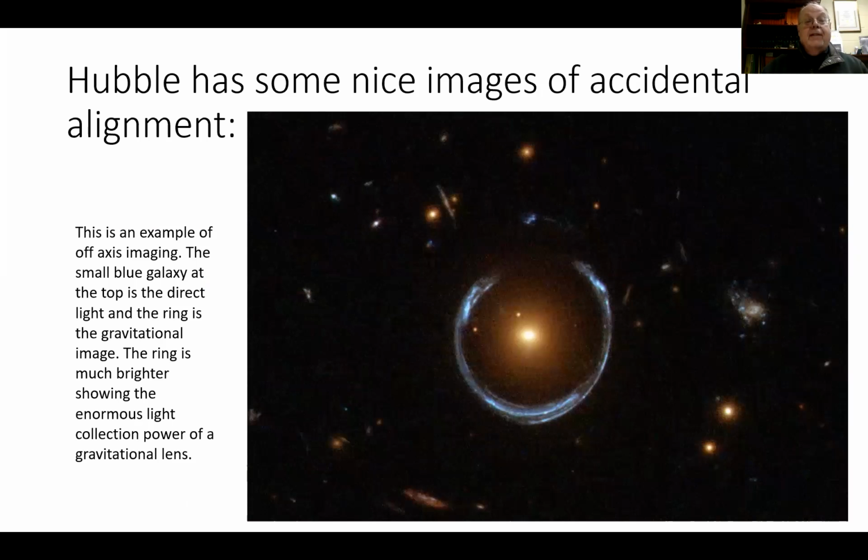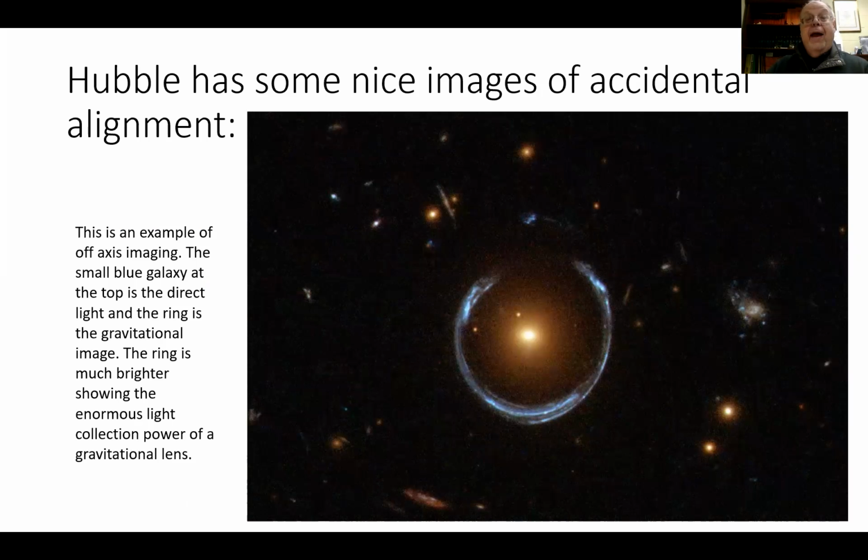The Hubble Space Telescope actually has some very nice images of accidental alignments of distant objects by a star. This particular image I chose because you notice that the ring it forms is not complete, and that's because there's a major off-axis. I want to emphasize this because some of what we'll be talking about later with the galactic core is also highly off-axis as well as on-axis.